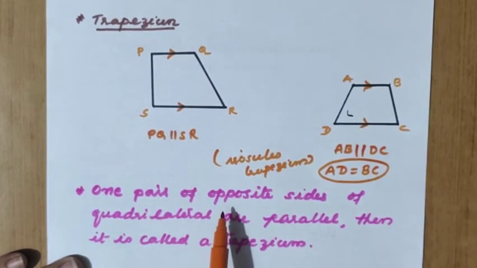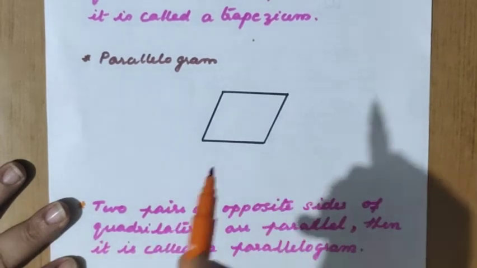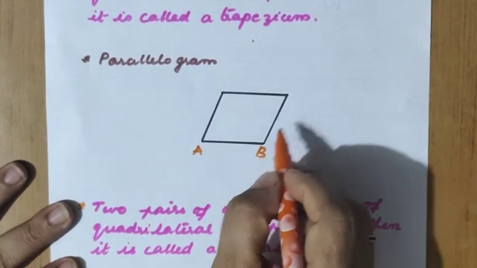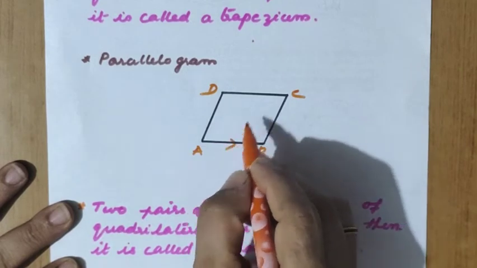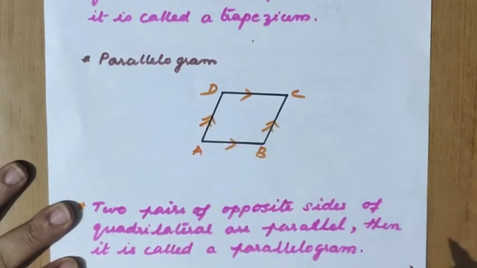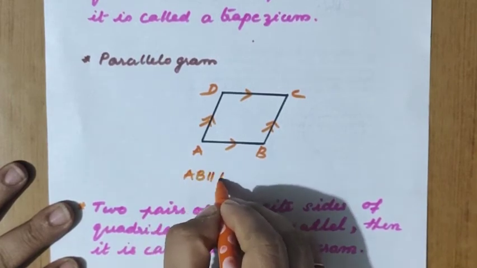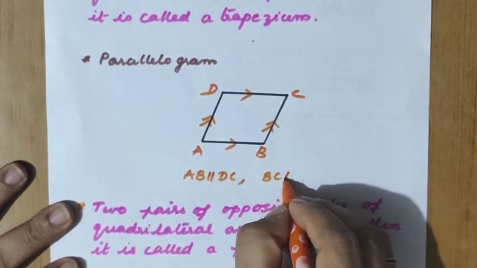So what is the definition of the trapezium? If one pair of opposite sides of a quadrilateral is parallel, then it is called a trapezium. Next, parallelogram. One additional criterion to be satisfied: one more pair of opposite sides should be parallel. So if I am taking ABCD as a quadrilateral, first I am marking that the first pair is parallel, and if the second pair is also parallel, then we can call it a parallelogram. What is the definition? If two pairs of opposite sides of the quadrilateral are parallel, then it is called a parallelogram. That means AB parallel to DC and also BC parallel to AD.